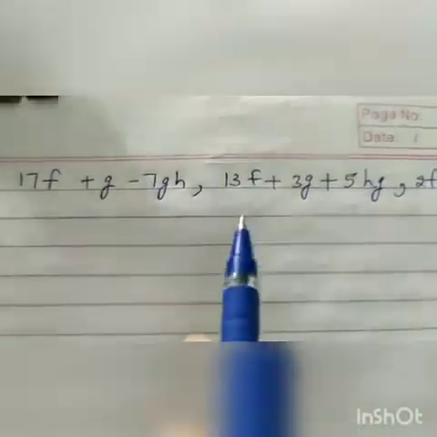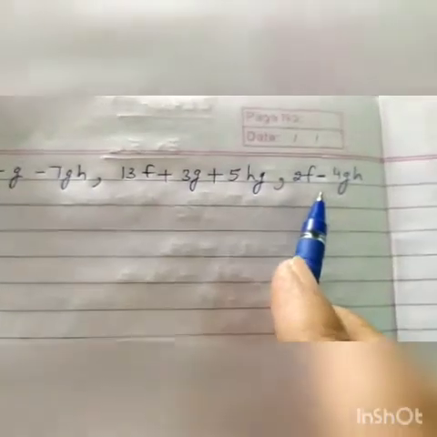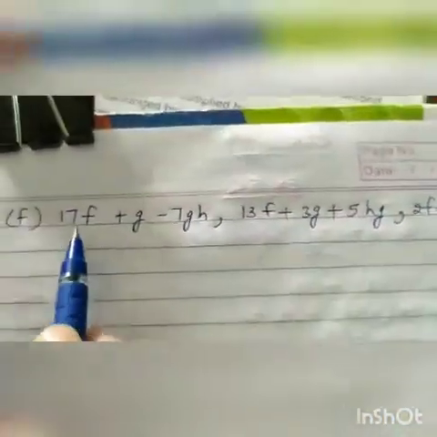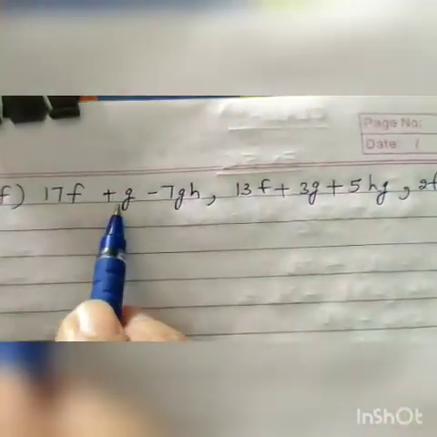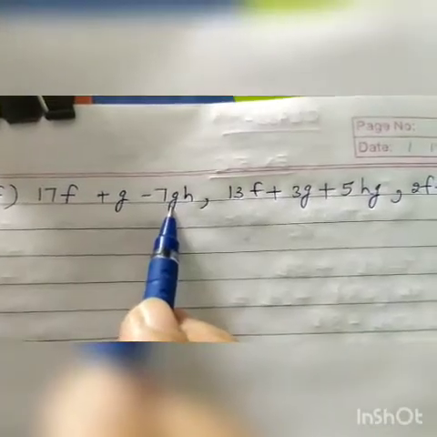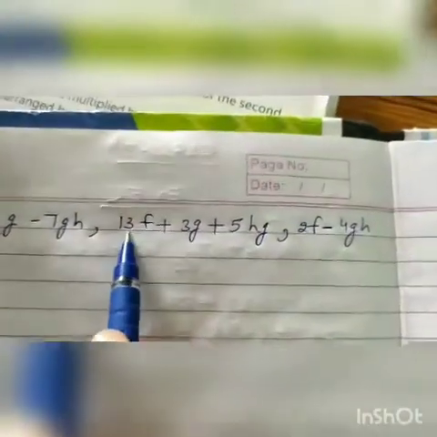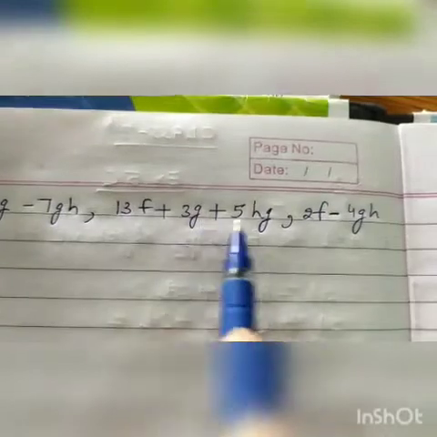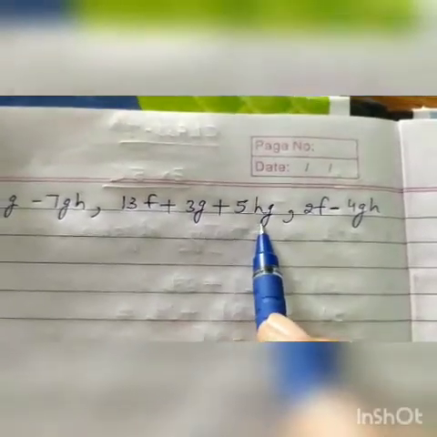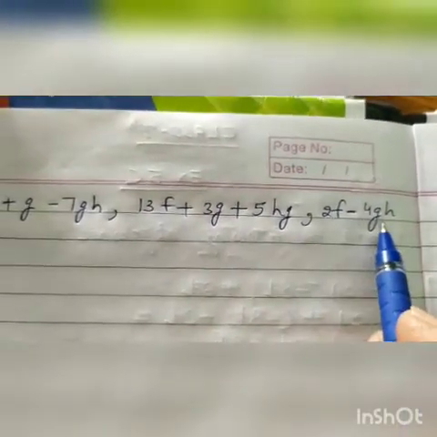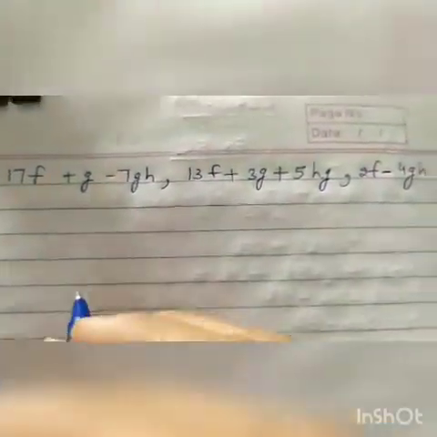In F part, there are three algebraic expressions. First is 17f plus g minus 7gh. Second expression is 13f plus 3g plus 5hg. And third expression is 2f minus 4gh. We will write all these three expressions in column method.